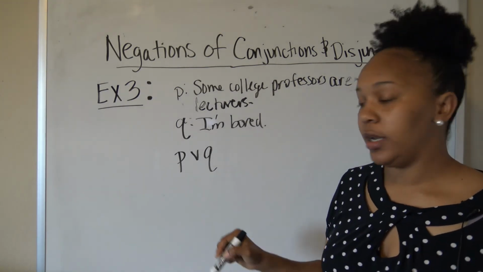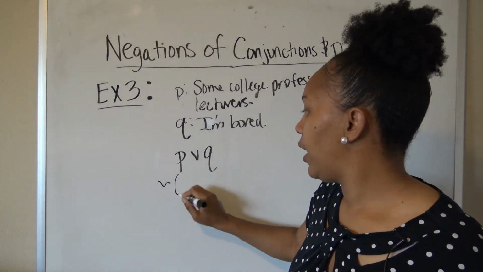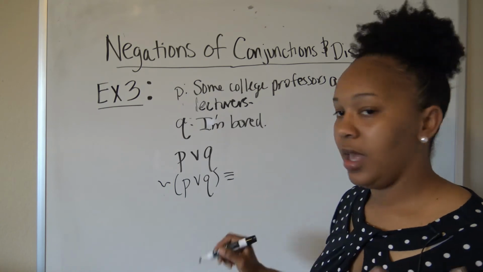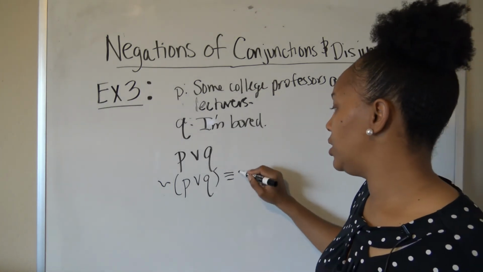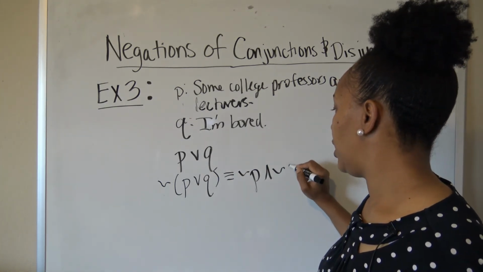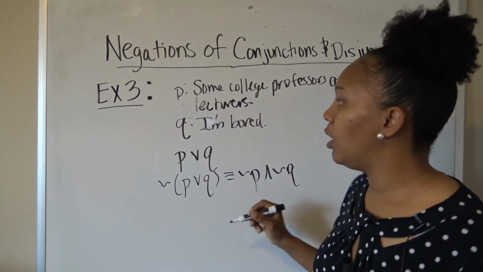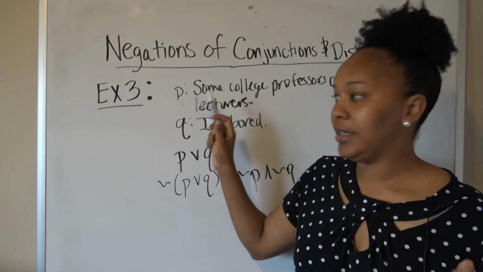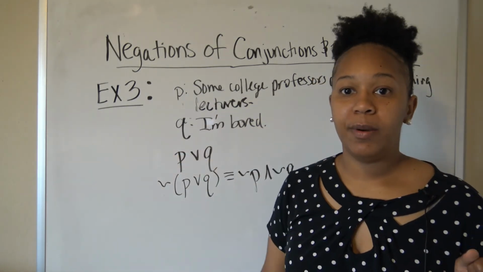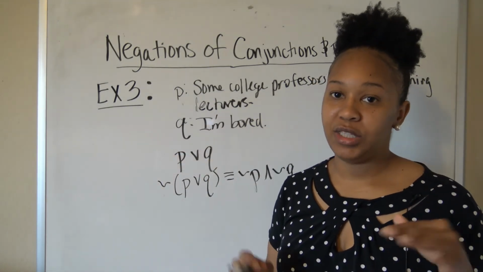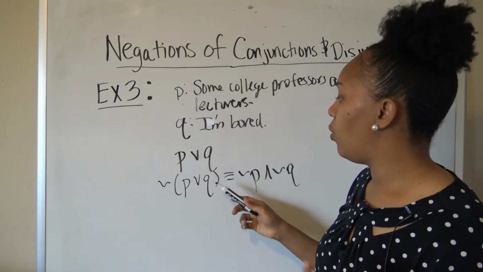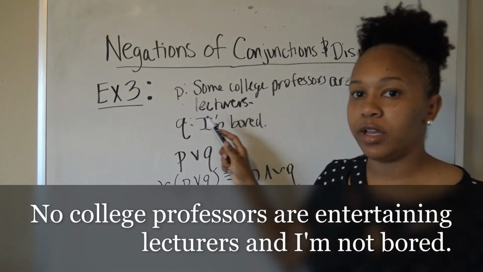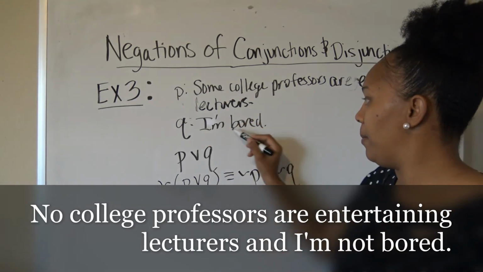All right, and we want to negate that. So if we negate P or Q, now that one is exactly as the De Morgan's law, so that's not P and not Q. And so we have to negate P and we have to negate Q. However, since we're negating some, I just erased it. But remember, I just said that the negation of some is no or none. And so when we negate P, it will be no college professors are entertaining lecturers and I'm not bored.